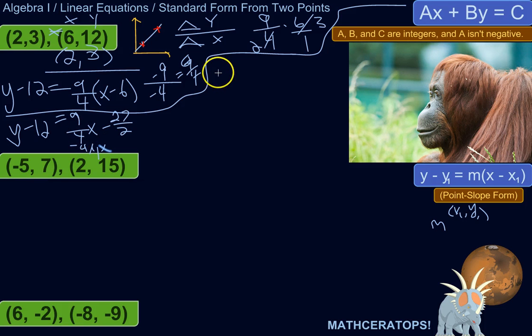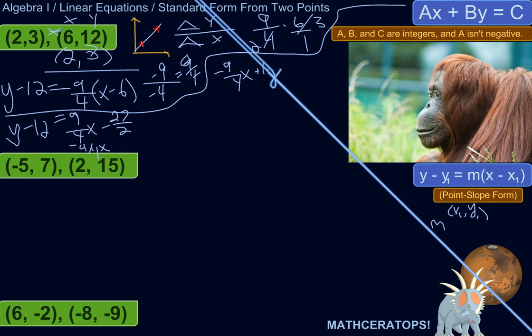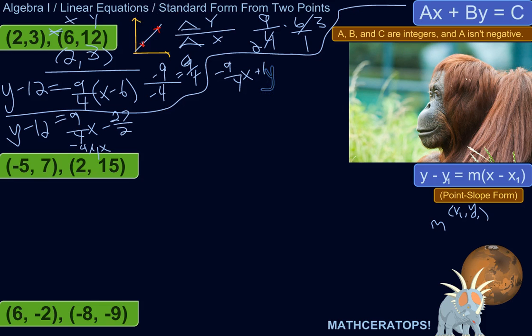So now on the left side, I've got negative 9/4 x. And then I'm going to call this 1y, just so it looks like something is in front of the y. Negative 9/4 x plus 1y. And actually, let me go ahead and move that 12 while we're at it, to the other side. So plus 12, plus 12.